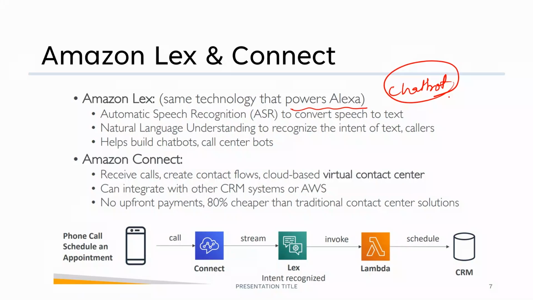For example, you have configured Amazon Connect so that whenever a customer calls, you say, okay, press 1 for English, then press 2 for this service, press 3 for this service. You can easily do that using Amazon Connect without any human support needed.